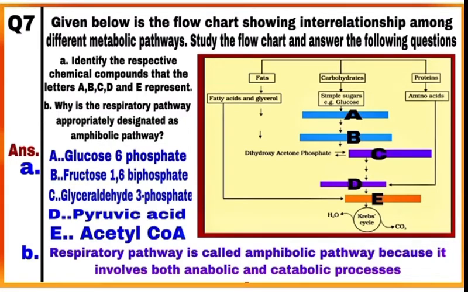Part B. Why is the respiratory pathway appropriately designated as amphibolic pathway? Respiratory pathway is called amphibolic pathway because it involves both anabolic as well as catabolic processes.